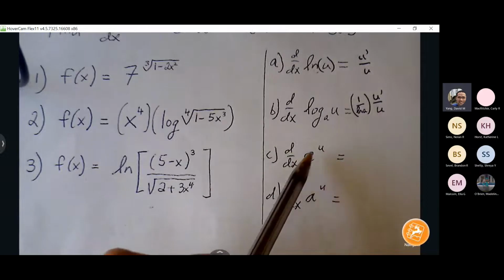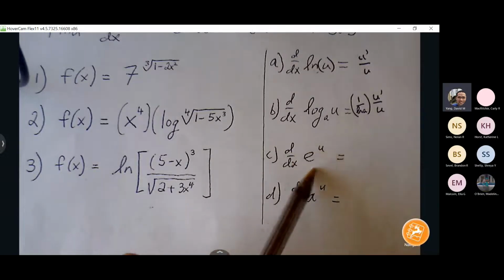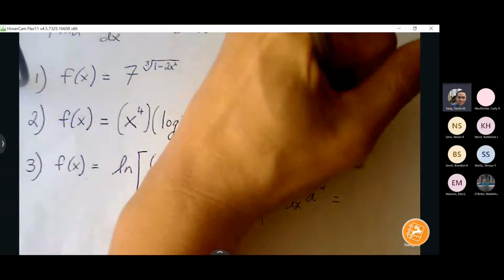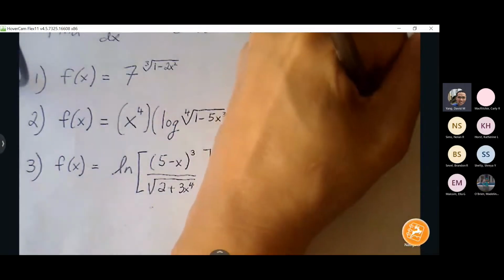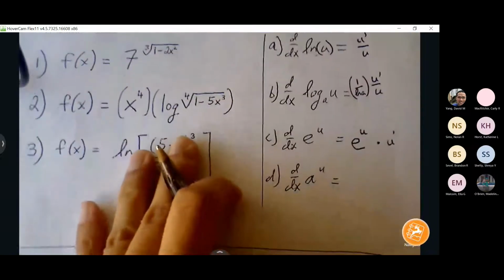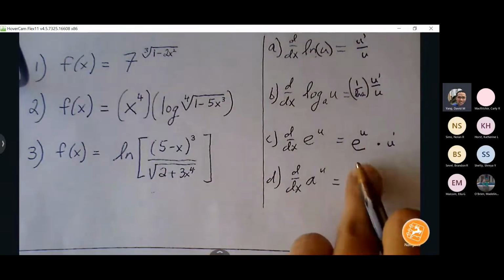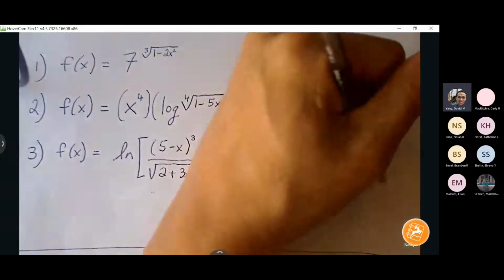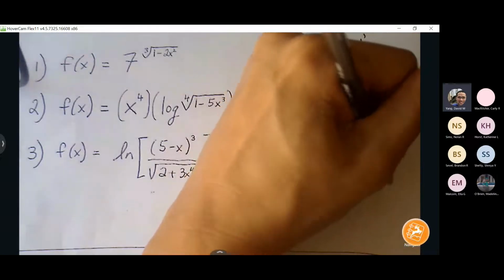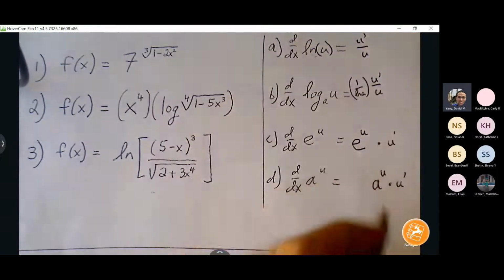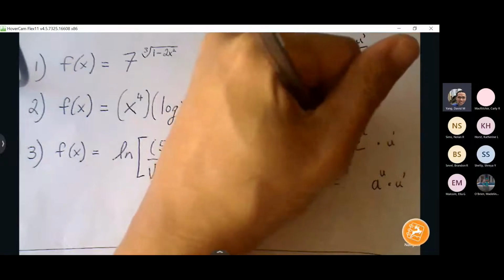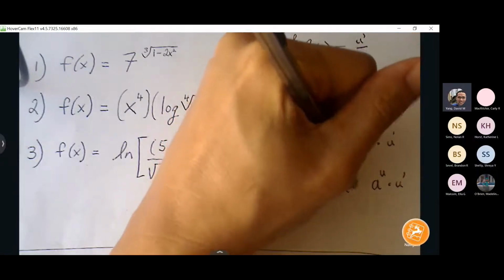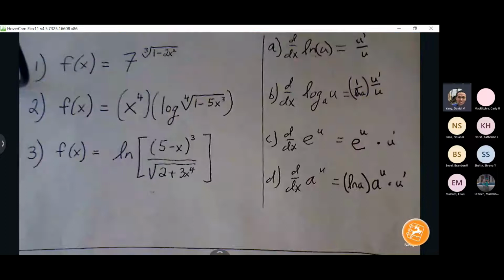The derivative for e to the u is just the original function. So the original function is going to appear in your derivative, multiplied by the exponent's derivative. A to the u, very similar to e to the u. It's still the original function times the exponent's derivative. But there's a little bit of extra here. This is not base e. Base a is going to feel a little bit more expanded. So natural log of a has to sit in front.